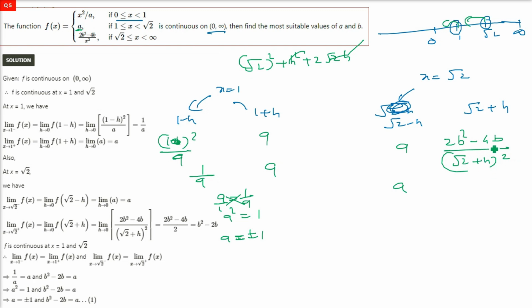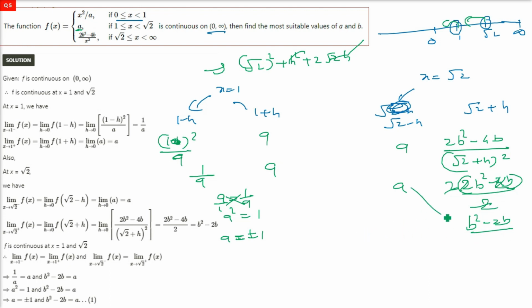So 2b square minus 4b, you can take 2 common from here. 2 into b square minus 2b. Since we have a 2 in the denominator, you can cancel these 2 out. So it will be only b square minus 2b. 2 gets cancelled in the denominator. I am just taking 2 outside. It will be b square minus 2b. 2 gets cancelled. Now b square minus 2b.